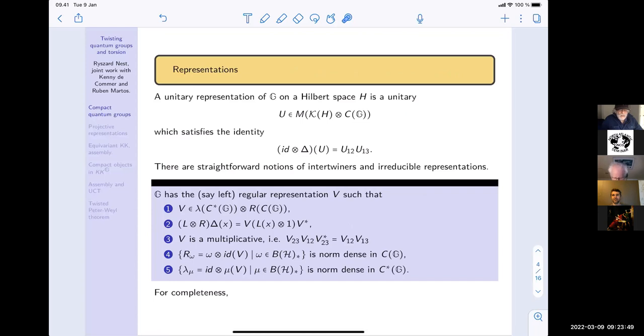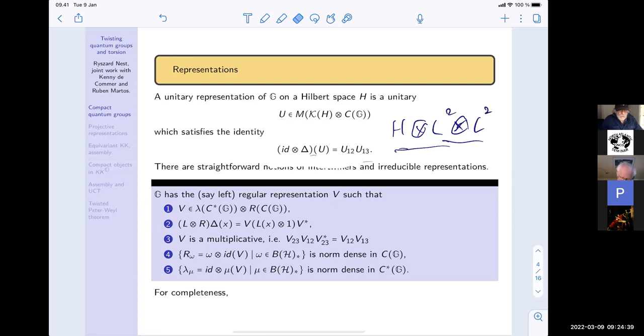This is our U. It's a representation on a Hilbert space H. The fact that it's a representation, so it's a homomorphism from groups to operators, translates into this identity. This happens on H tensor L2 tensor L2. This side corresponds to using the product on the group acting here, and this side corresponds to composing the representation with the product. So the fact that the representation is a homomorphism translates into this identity.